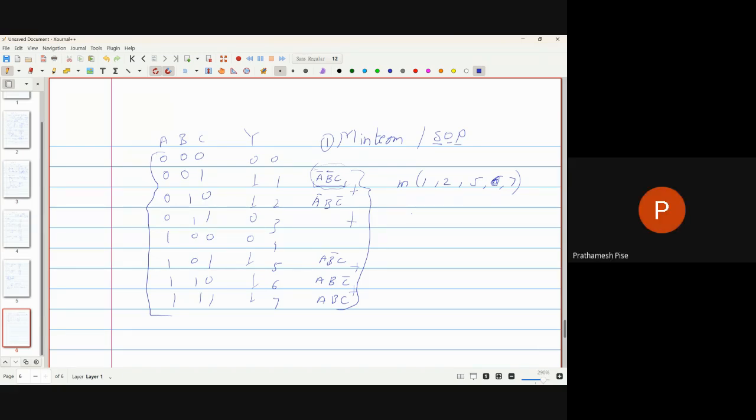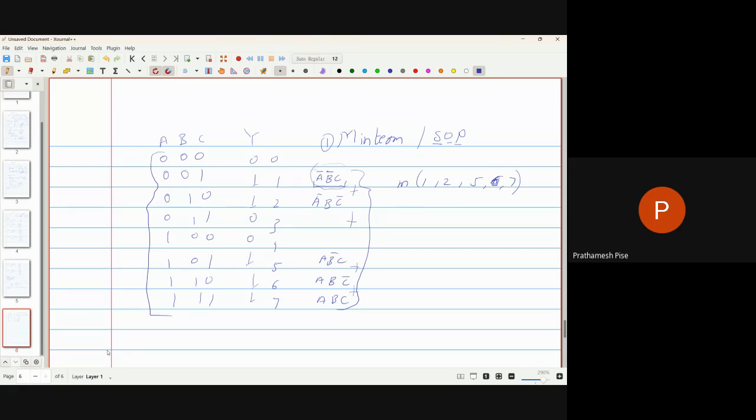So basically, the way we said it is, for one, if we can create any equation that will be high for only these specific five cases, it will represent this whole truth table. In similar fashion, if we can come up with an equation that will be low for only these three specific cases, that will represent this entire truth table. Correct.